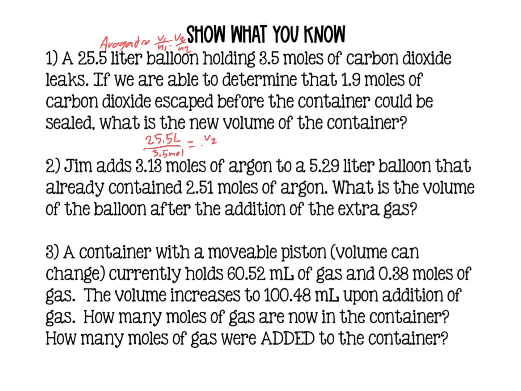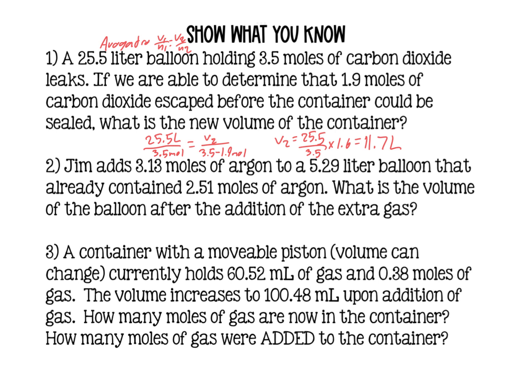Well, the initial volume was 25.5 liters and the initial number of moles was 3.5 moles. To get the final number of moles, we're going to need to subtract 3.5 minus 1.9 to get 1.6, since 1.9 moles escaped. Then we are going to solve for V2, so V2 equals V1 over N1 times N2, and when we type everything into the calculator, we will get a new volume of 11.7 liters.